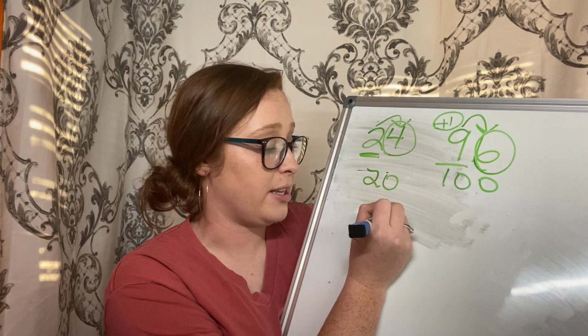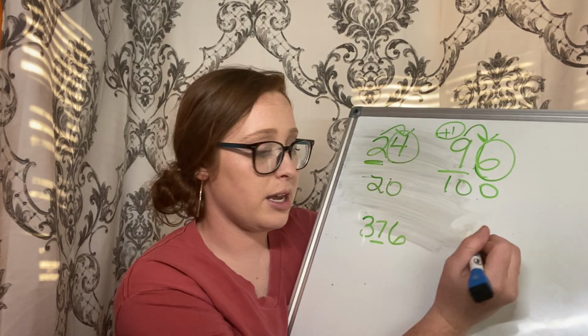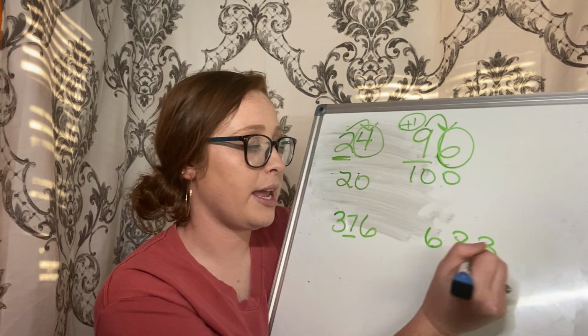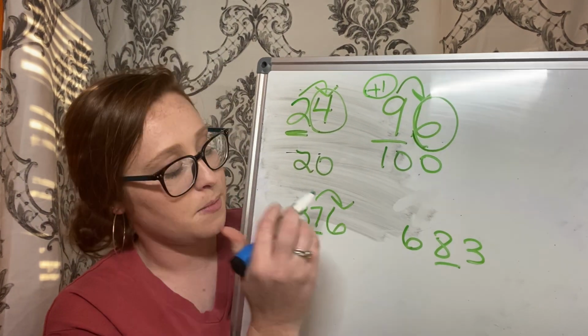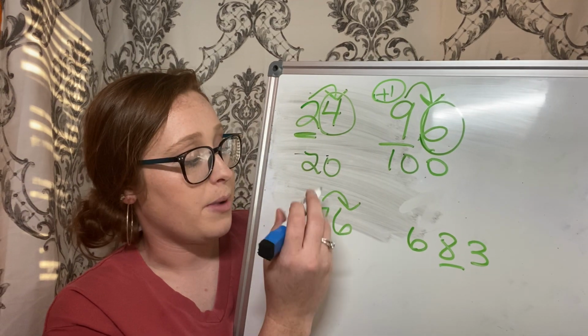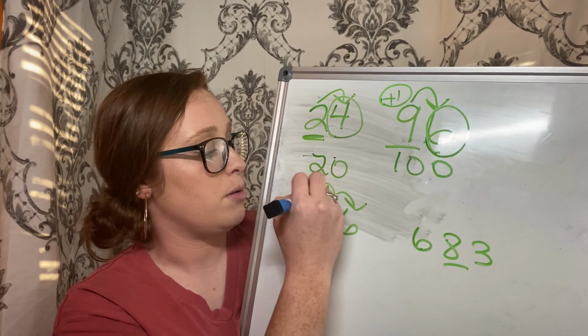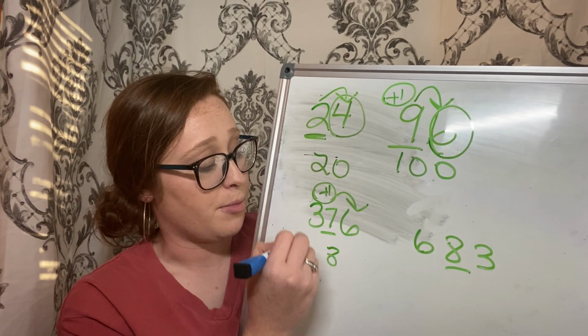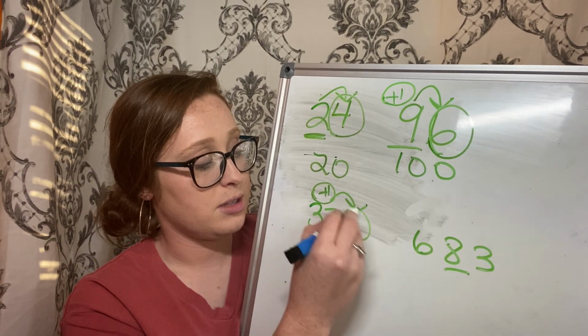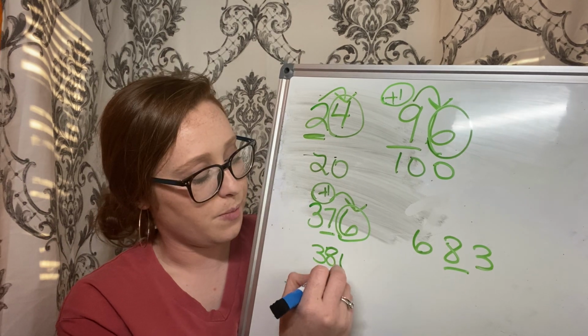So now I have 376. My 7's underlined and 683. And my 8 is underlined. Okay, so go next door. 4 or less, 5 or more? 5 or more. So that means I'm going to go back to the 7 and add 1 more. So 1 plus 7 is 8. Now I'll bring that 3 down because I didn't touch it. Now what does this turn to? That turns to a 0.